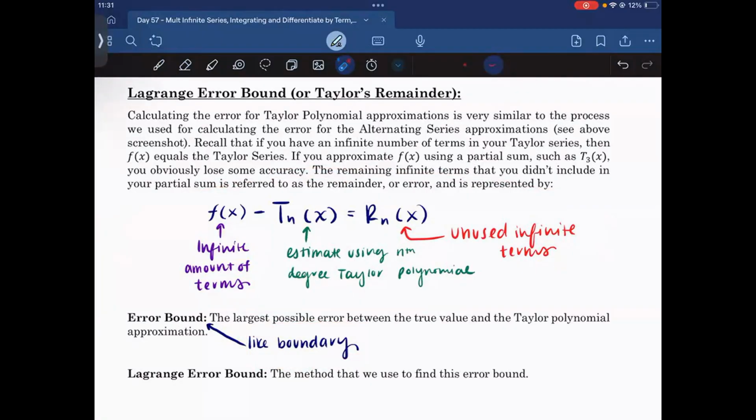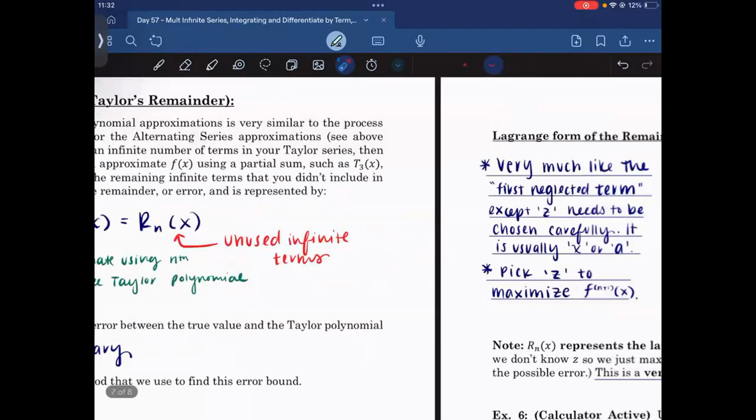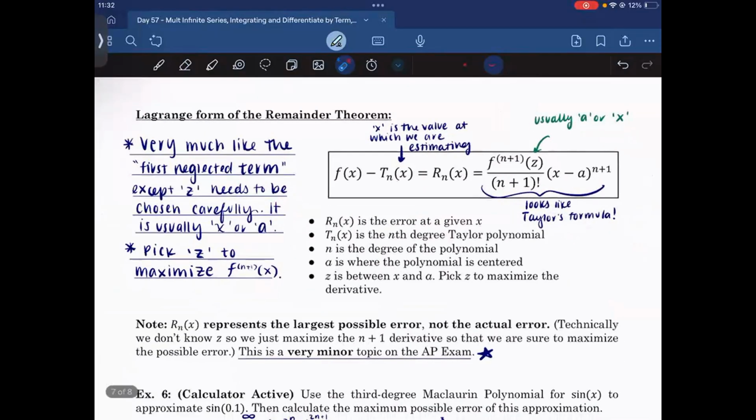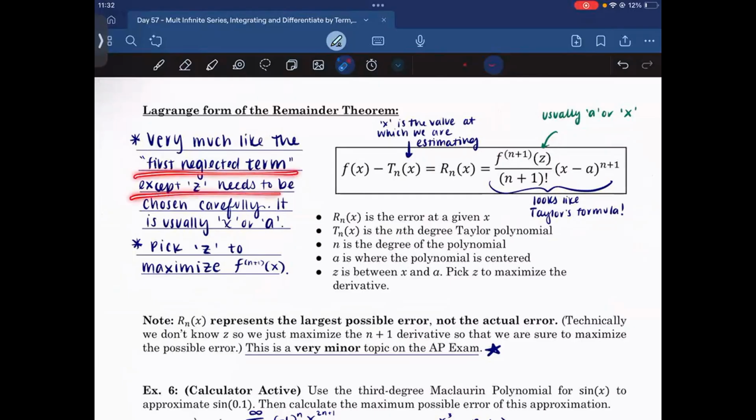This is a very small part of our test, and I'll say this on the next slide too. If you don't understand this, I would try a little bit just to try to get a point, but there are other points on your AP exam that I would try for you guys to get much faster than this. But f of x, infinite amount of terms, minus the nth degree Taylor polynomial, and then you get what's left over. So just like I said for this one, first neglected term, z needs to be chosen carefully. This right here is our z. It looks very much like our Taylor formula.